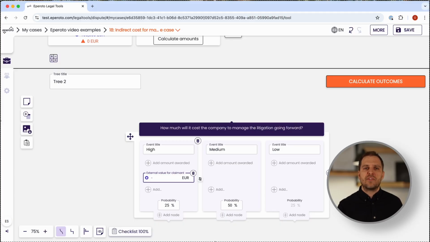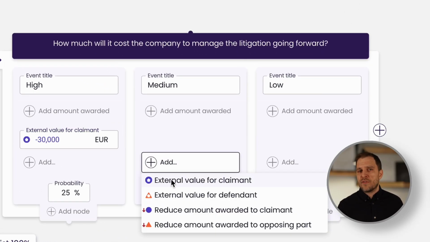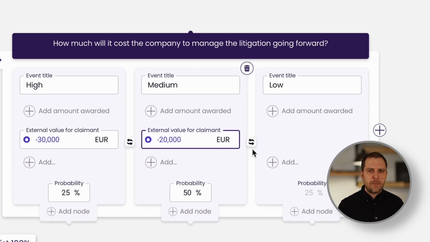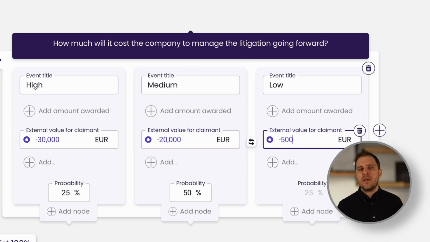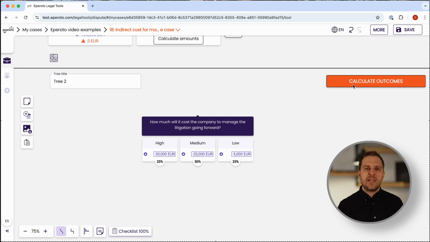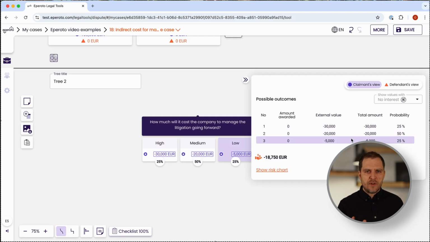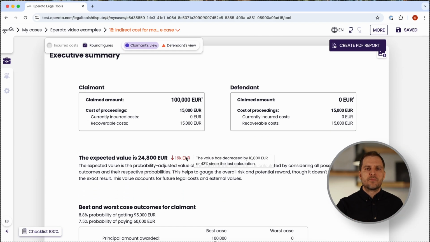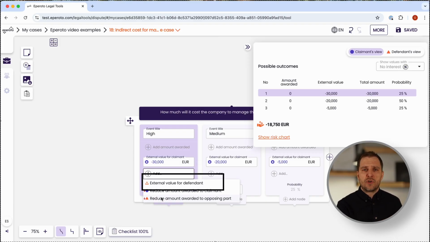If the time needed or the cost required is uncertain, we can use a weighted average. For example, the cost might be 30,000, more likely 20,000, but perhaps just 5,000. With this in mind, the value of litigation falls around 20,000. In theory, we could also add the other party's external cost to see the case from their perspective. But usually it's best to focus on our situation, since we cannot really control the other side's actions that easily.